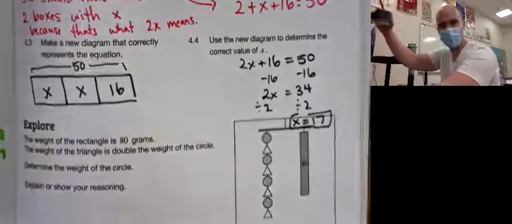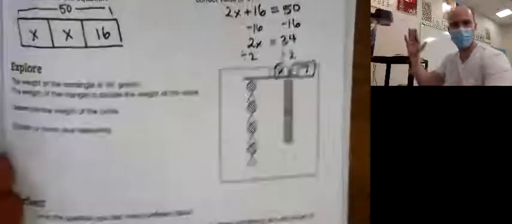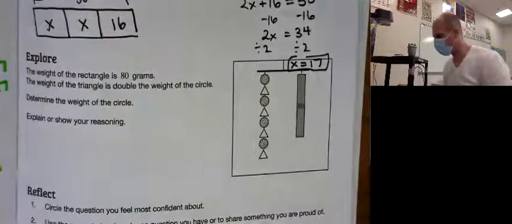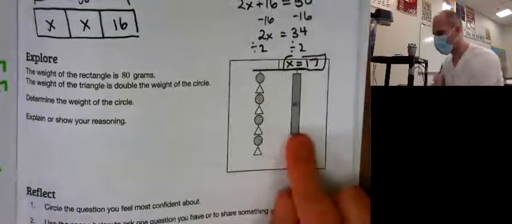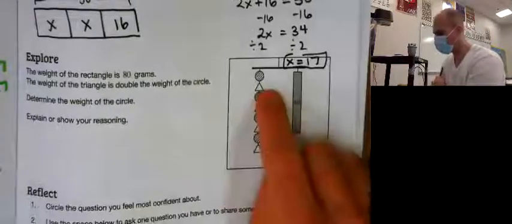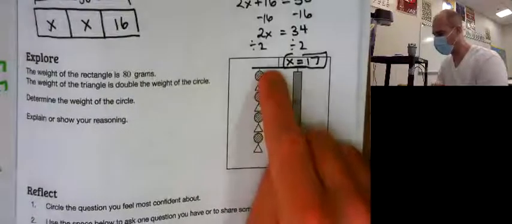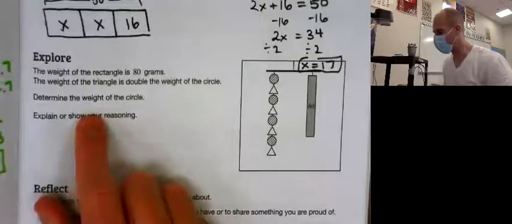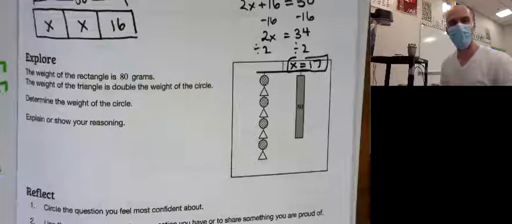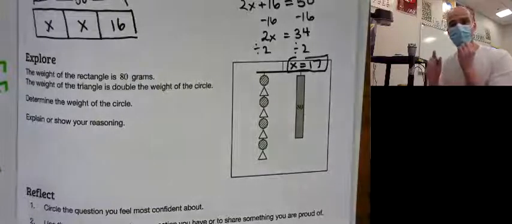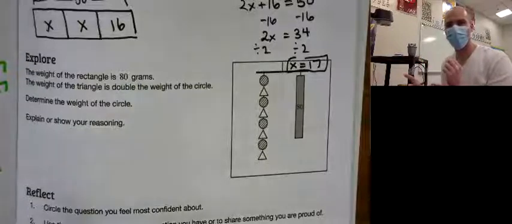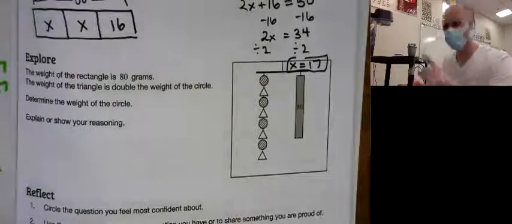All right, last but not least, the explorer. The weight of the rectangle is 80 grams. Okay, got this right here. The weight of the triangle is double the weight of the circle. Determine the weight of the circle. Okay, so I'm going to do what's called representing one variable in terms of another variable, or quantity, I should say. I don't know, you'll see what I mean.